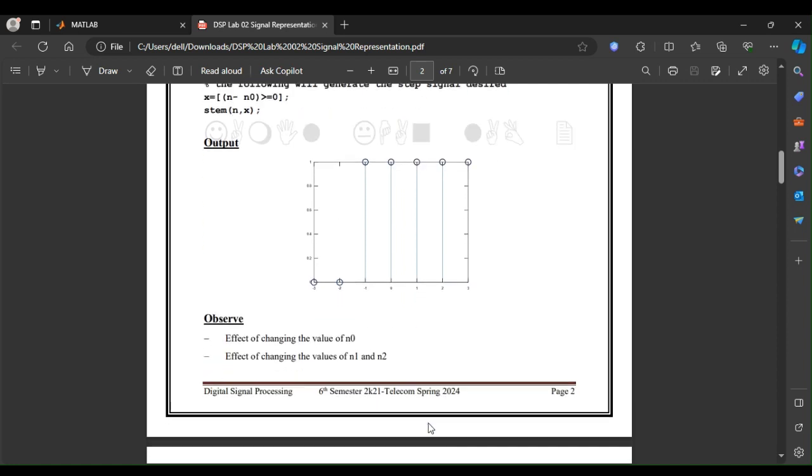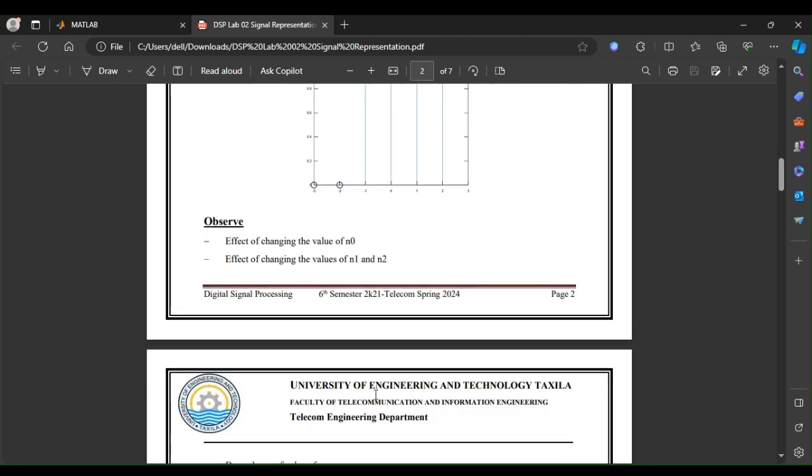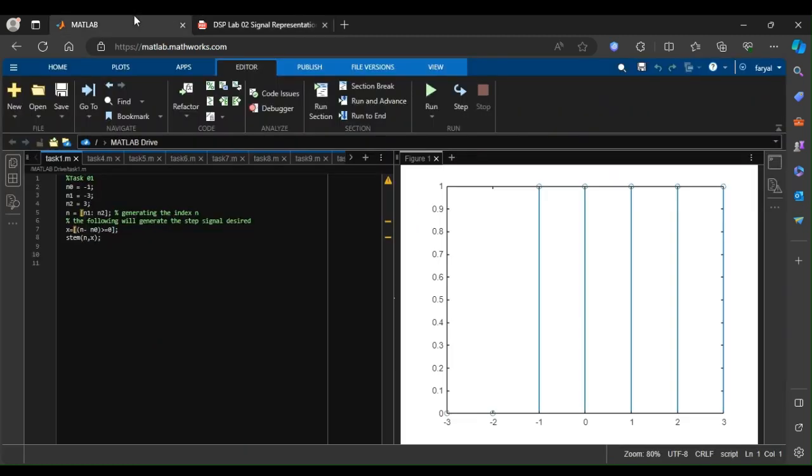Here we need to observe the effect of changing the values of N0, N1 and N2. Changing the values of N0 shifts the signal either towards right or towards left. On the other hand, changing the values of N1 and N2 affects the range over which the step signal is plotted.